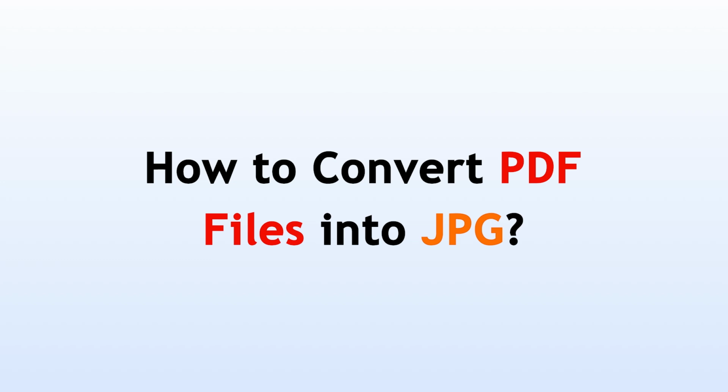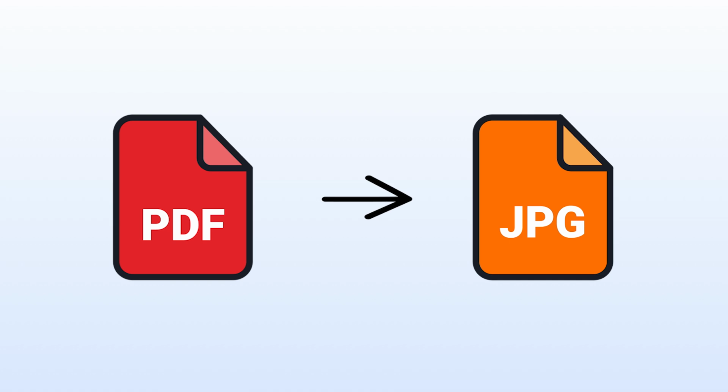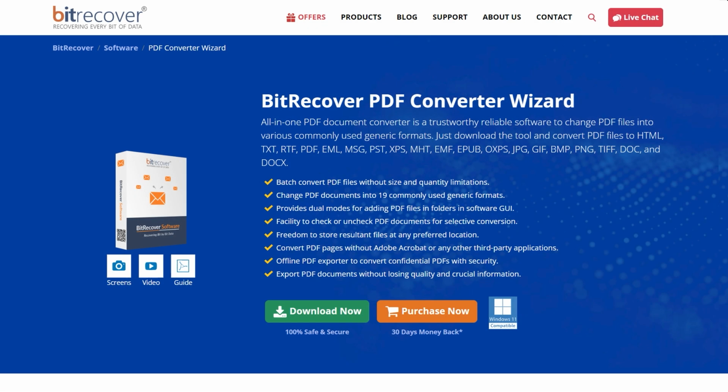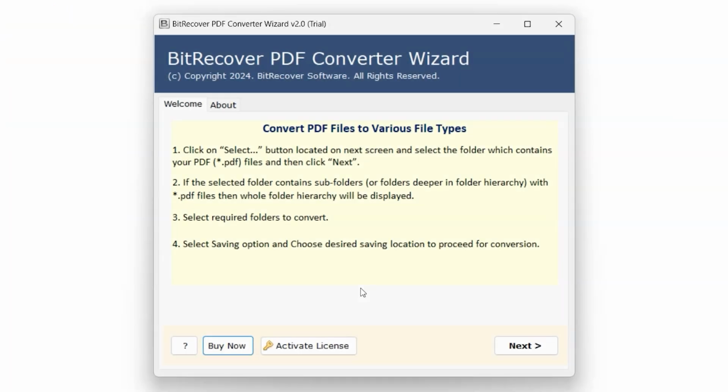How to convert PDF files into JPG. In this tutorial, we will show you the step-by-step process to convert PDF files into JPG using BitRecover PDF Converter Wizard software. To install the BitRecover PDF Converter Wizard software, download it from the link in the video description. After installation, simply launch it.